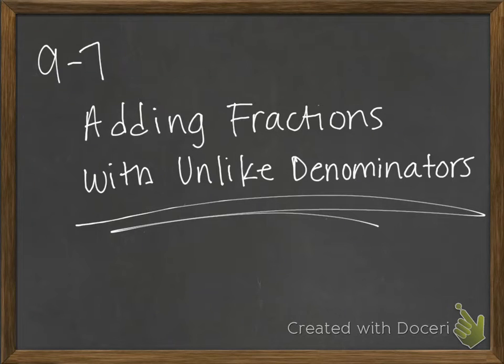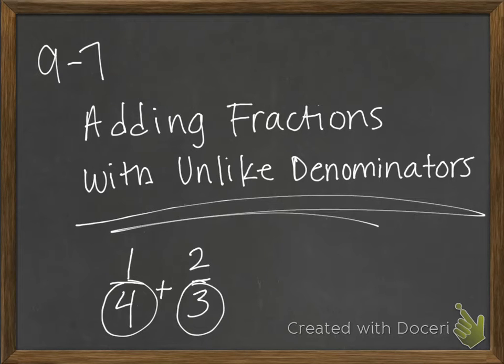Today we are working on 9-7, adding fractions with unlike denominators. So I want you to title your page in your spiral on a new page. I want you to title it this. You're going to be working with problems that could look like this: 1/4 plus 2/3. And see, they have unlike denominators. I'm going to show you how to make them alike, and so we can add them easier.